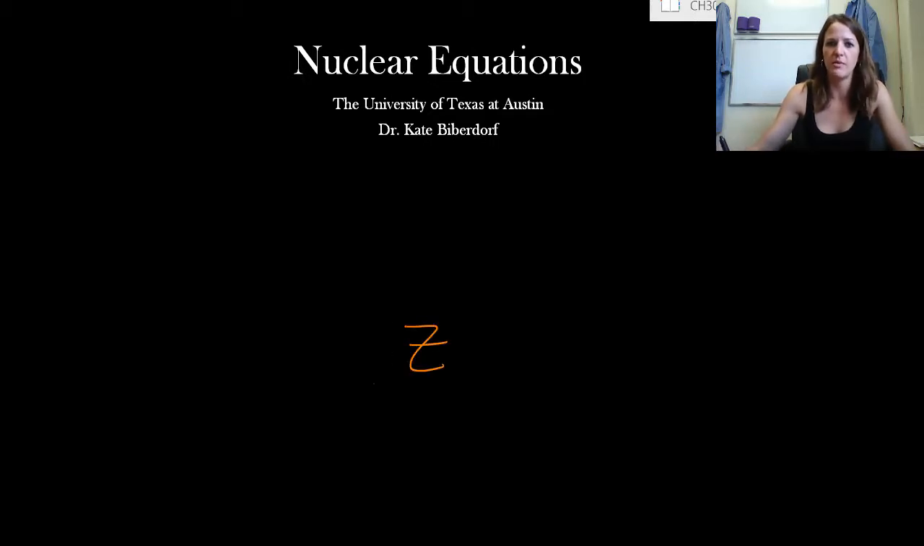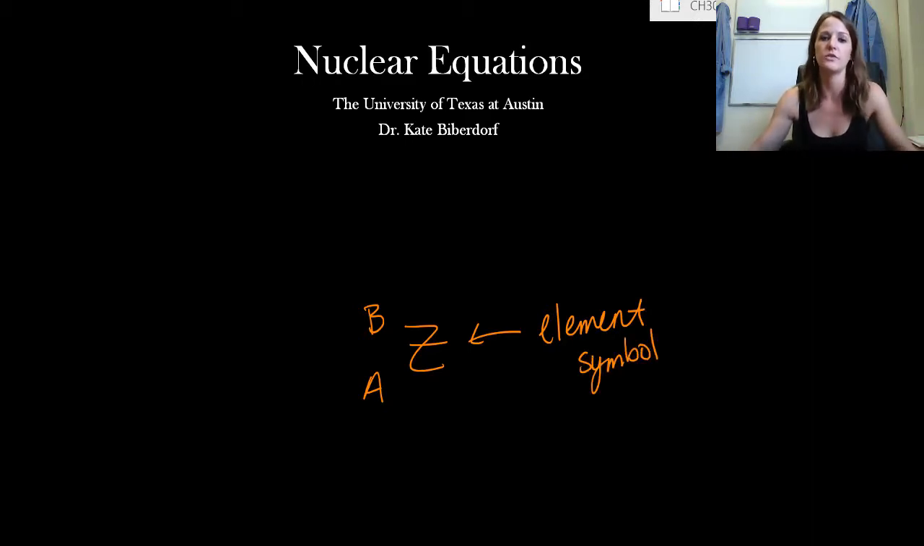So you have that Z is the big one, A is a little bit on the subscript, and then you have B as your superscript. So Z is just your element. Usually we use the symbol right there. So if we're talking about palladium, we use Pd. If you're talking about carbon, we use C.